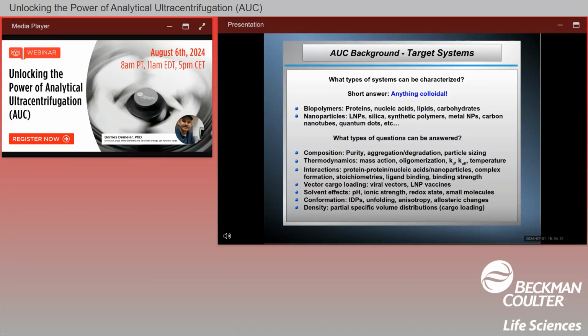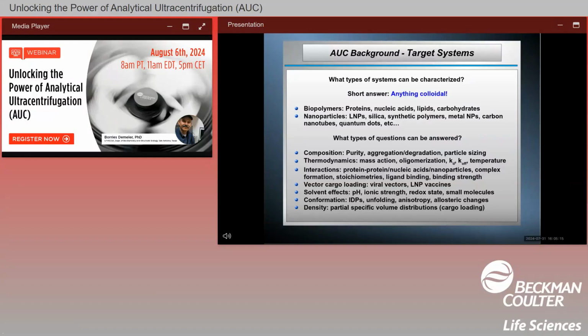On the interactions, we can then determine interactions between proteins and other proteins, as well as proteins with nucleic acids like RNA or DNA, or even nucleotides for that matter, and we can measure proteins interacting with nanoparticles or nucleic acids interacting with nanoparticles, and we can then follow their complex formation, their stoichiometries, ligand binding, and binding strength.